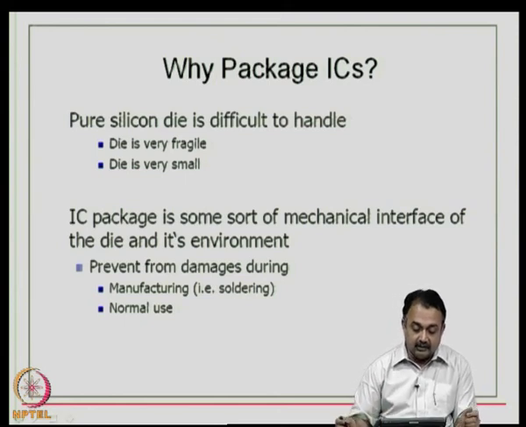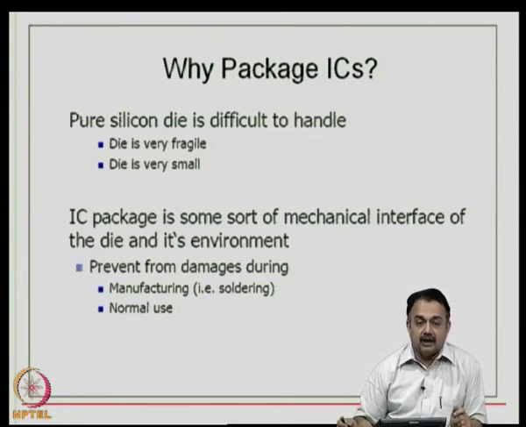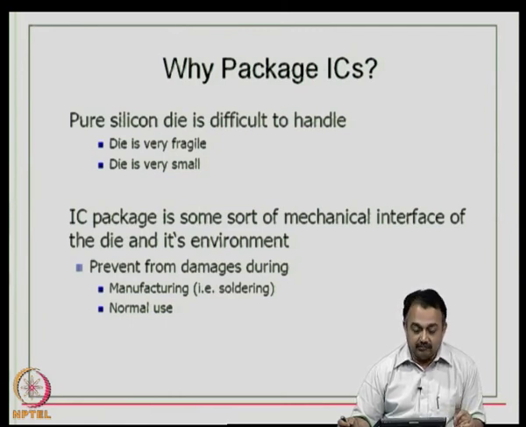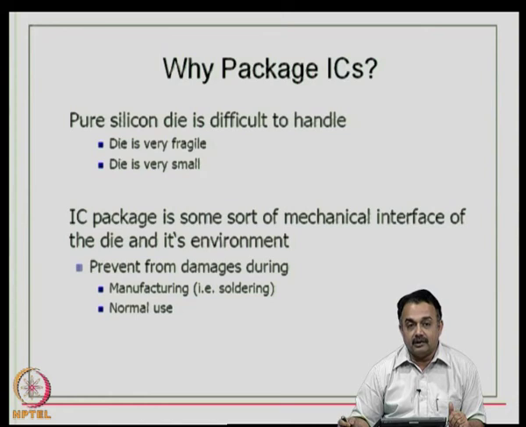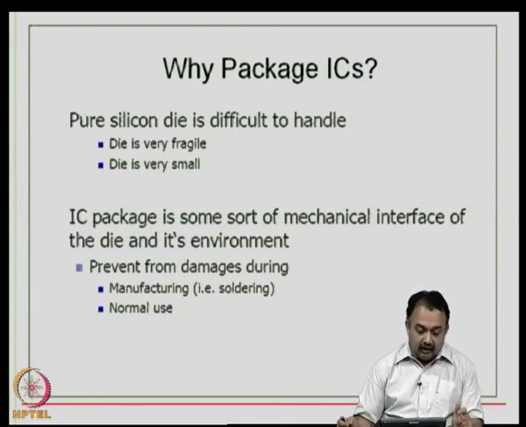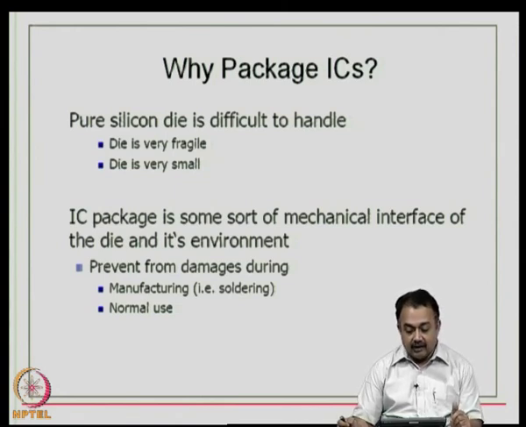So, why package ICs? Because pure silicon is actually difficult to handle, because the die is very fragile. It can be sensitive to the environment, to your touch. There are a lot of organic materials from your hand, the assembly becomes difficult. So, it is a procedural problem. The die is very small and it is diminishing, as we have seen in various system applications. But in microprocessors today, the die can be large, but still they are very sensitive. IC package is some sort of a mechanical interface of the die and the environment, right.